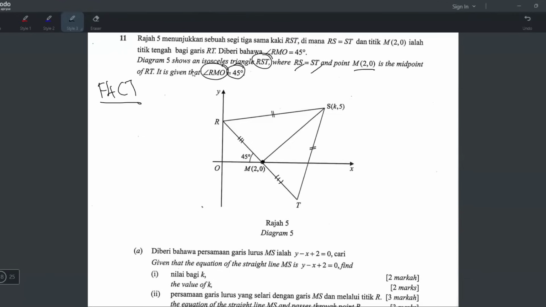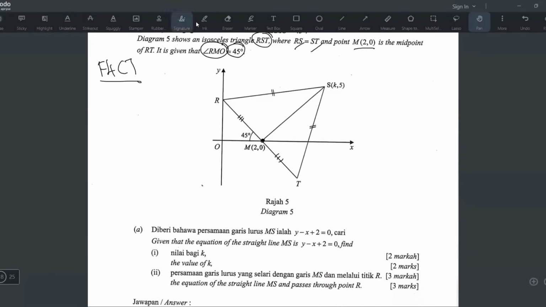Because when we do coordinate geometry, usually we only look at the coordinates. They usually don't give the angle. So they suddenly give me the angle here. So what can we do with this angle? Okay, it's fine, we skip it first. I also don't know what the use of the angle is, but it's okay. I'm sure later the 45 degrees will make sense. For now, let's just ignore it first.